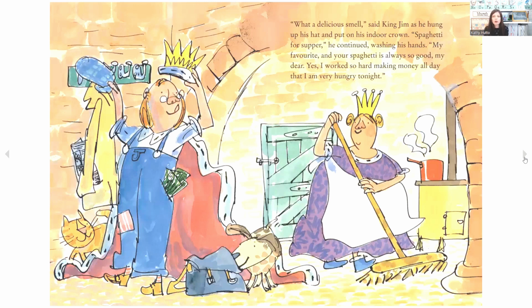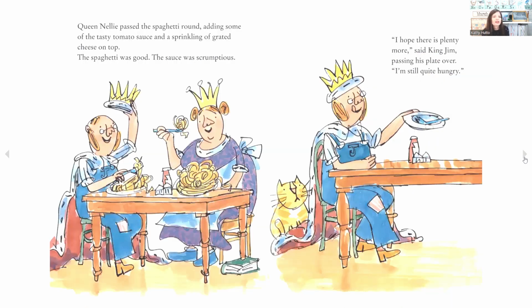"What a delicious smell," said the king as he hung up his hat. "Spaghetti for supper. My favorite. And your spaghetti is always so good, my dear." Queen Nellie passed the spaghetti round, adding some of her tasty tomato sauce and sprinkling on some cheese. The spaghetti was good. The sauce was scrumptious. "I hope there's plenty more," said King Jim, passing his plate over. "I'm still quite hungry."